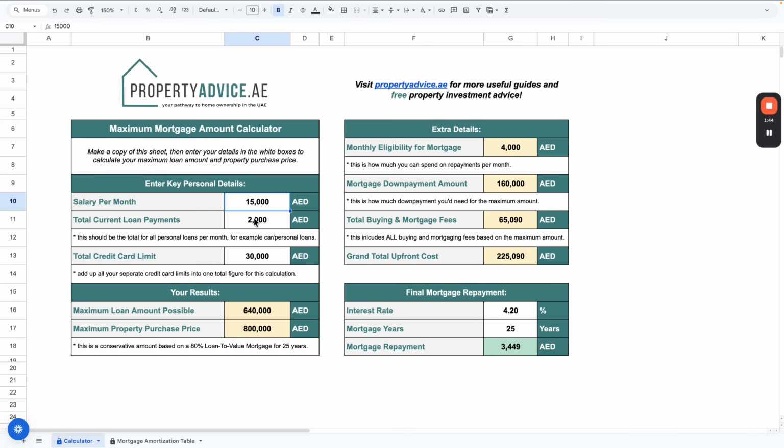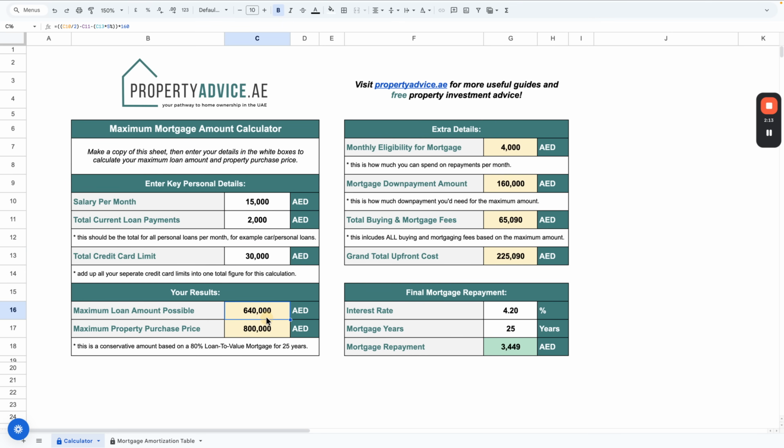So I've just jumped into the live demo. Please remember that you would need to make a copy of this sheet in order to edit the figures, and all you need to edit is these 3 numbers here. So your salary, your total current loan payments, so that would include things like car loans and personal loans, and your total credit card limit. So even if you have 5 different credit cards, you need to add up the total card limits for all of them and put that as a single figure here.